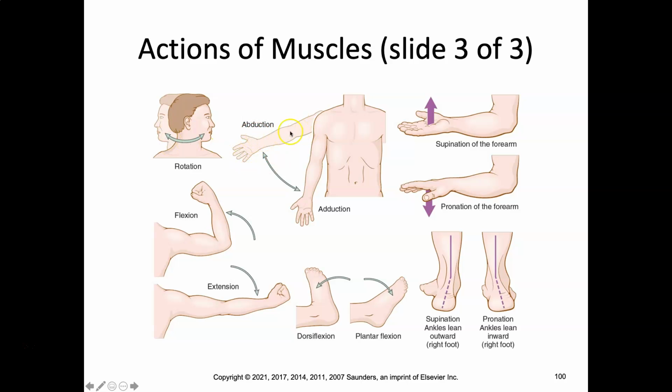Abduction is away from the middle of your body. Adduction is towards your body, toward the middle of your body. You've got supination, where you're moving it up, and pronation, moving it down, closer to the body versus further away from the body. Supination is leaning outward versus pronation, leaning inward.